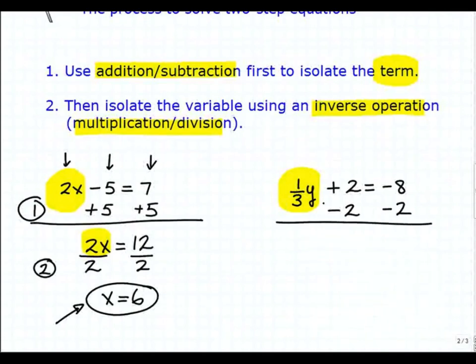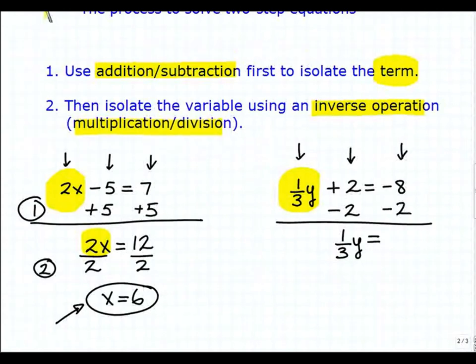And notice how I'm writing it. That's exactly the way I want you to write it in your work. I'm going to be adding down in column format. You don't have to write these arrows here. I'm just doing that to emphasize the point. So I have 1/3 y plus nothing is 1/3 y. And then a positive 2 plus a negative 2 is going to be 0. So these cancel each other out. And that's going to be equal to -8 plus -2.